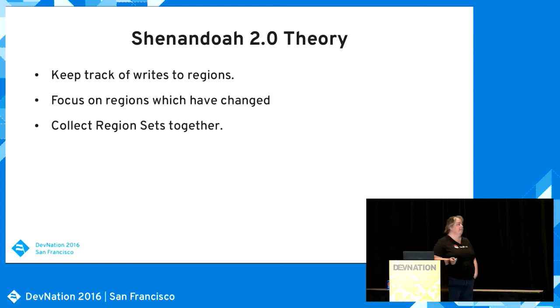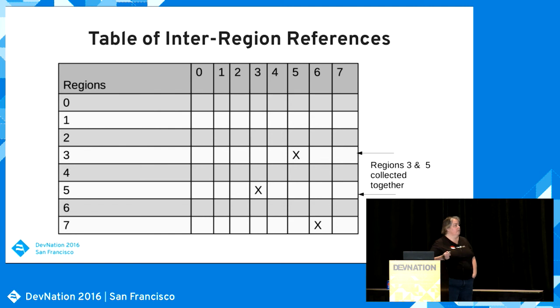So we keep track of the writes to the regions, we focus on regions which have changed, and we collect region sets together. And I'm going to explain that last one a little bit better. So the idea is that we keep a table of inter-region references. If you look at this, you can see that region 3 references region 5, and region 5 references region 3.